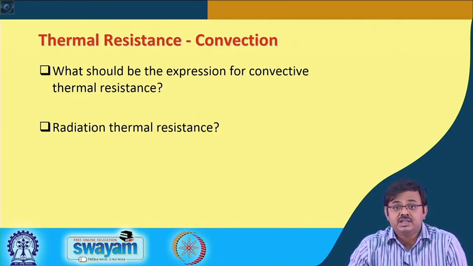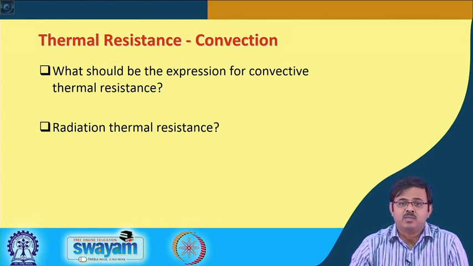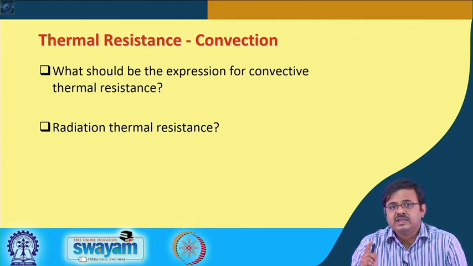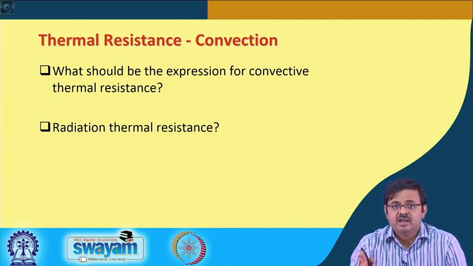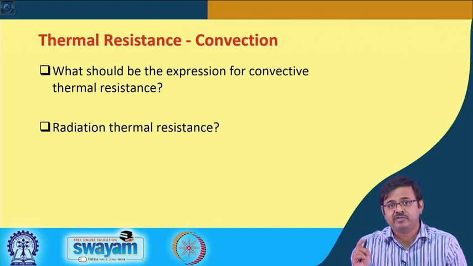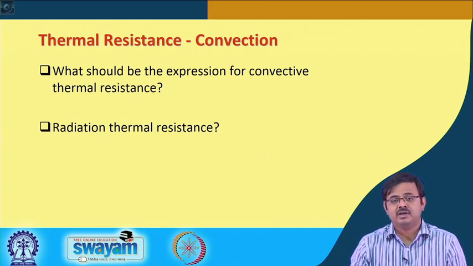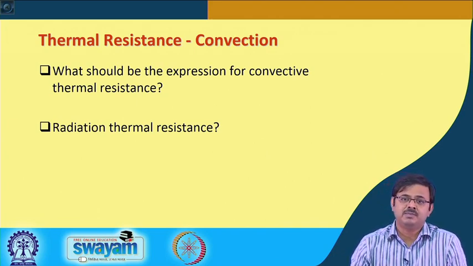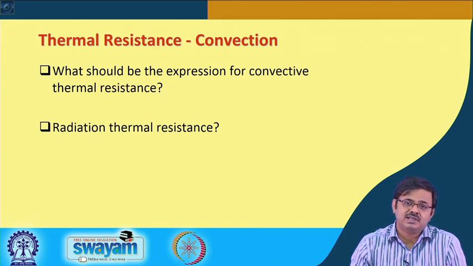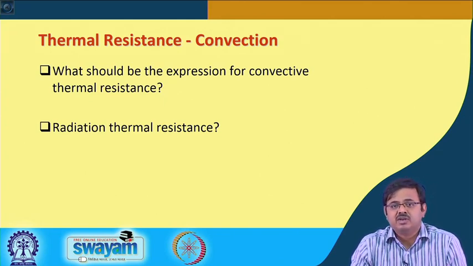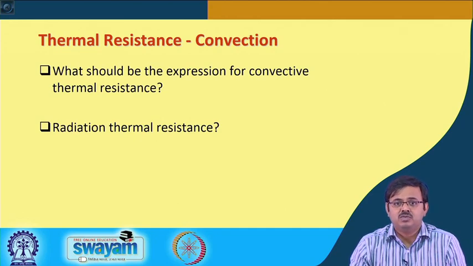What about radiation thermal resistance? Radiation thermal resistance is complicated because, unlike conduction and convection, the rate of heat transfer Q is not directly proportional to delta T, but it is proportional to the difference of the fourth power of their absolute temperatures. So if you now want to have a parameter in terms of degrees C per watt, the radiation thermal resistance is also going to be a function of the temperatures of the two surfaces that are exchanging heat.